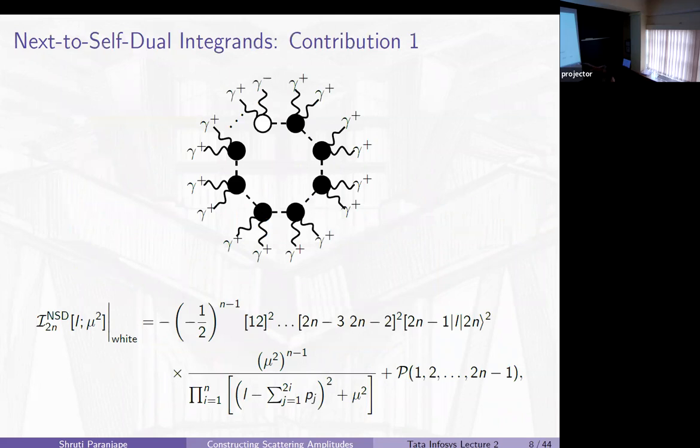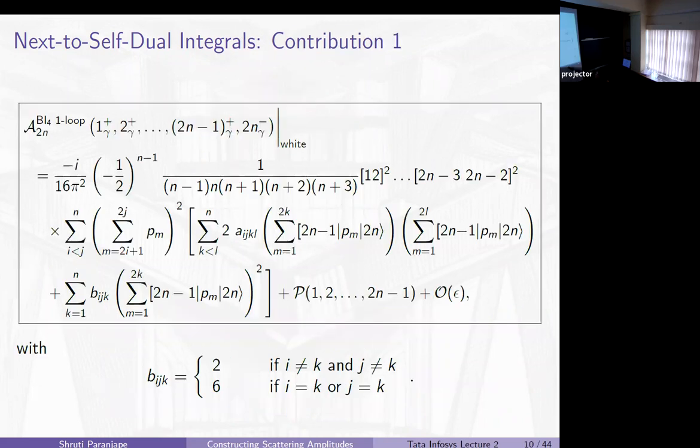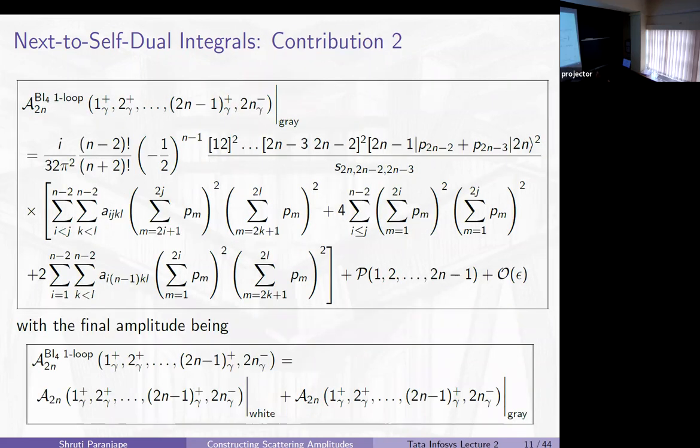For the all but one plus, you have 2 types of contributions, one with this white vertex and one with the gray vertex. The details are not important. Basically, there are only 2 types of diagrams at any endpoint. You can put them together in the same way, it just looks a bit worse. You get an integrand, you integrate it, and you get these 2 contributions. And this is the final answer, where you sum the 2 contributions together.